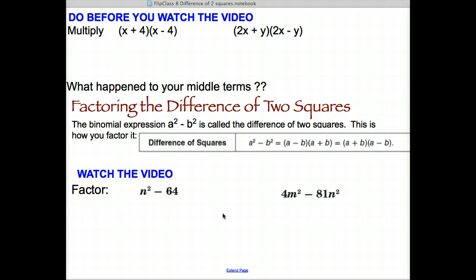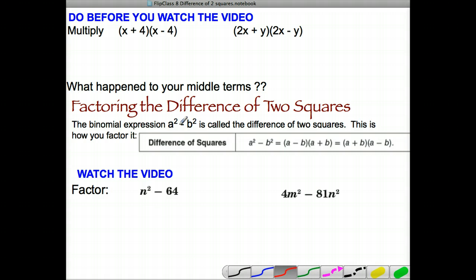Alright, this topic's on factoring the difference of two squares. So, to show you how this works, we're going to actually work backwards. Instead of factoring, I'm going to start with the factored form and multiply this out so you guys can recognize the pattern that occurs here.